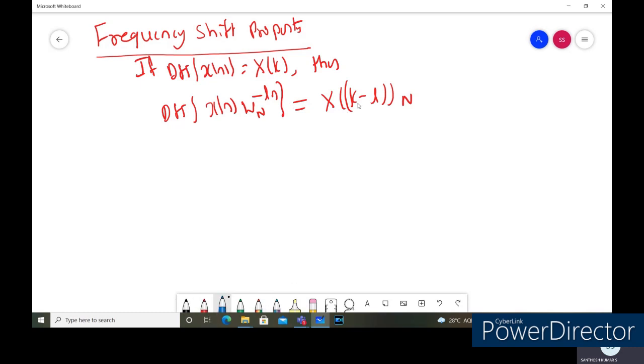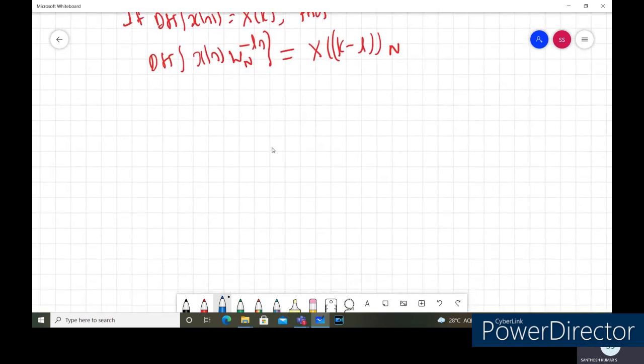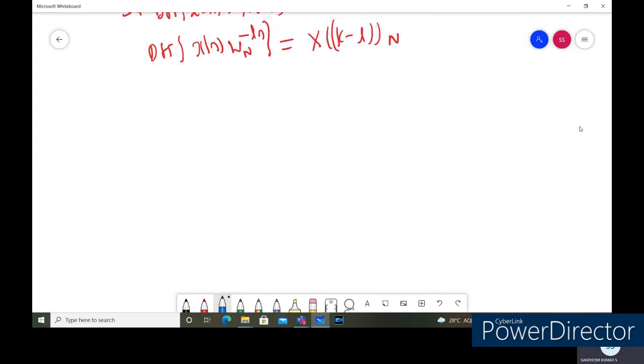Here, the shift in the frequency domain is equal to multiplying the time domain content with the twiddle factor or the exponential term. So in order to prove this one, we'll consider the DFT formula. Let us consider the proof of this one.